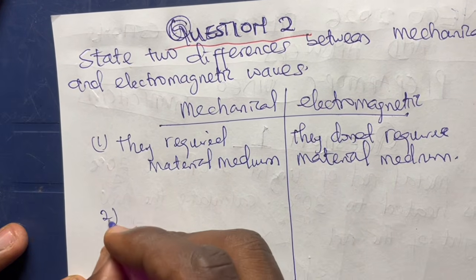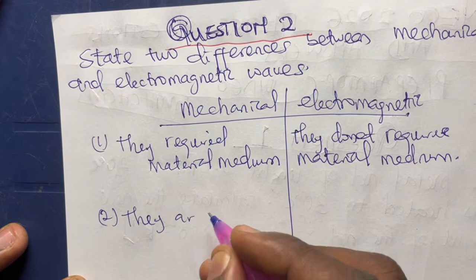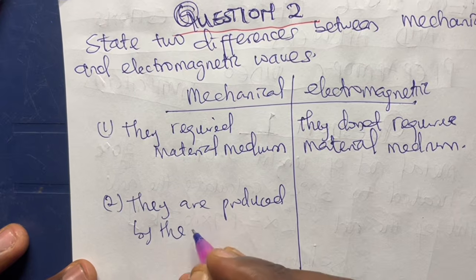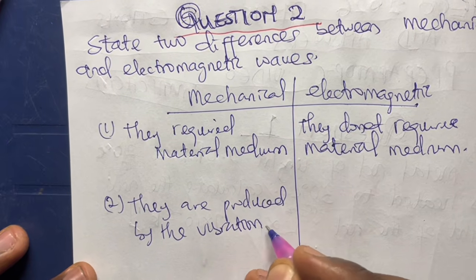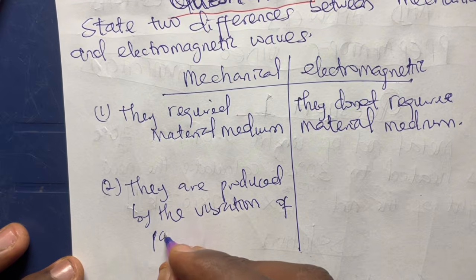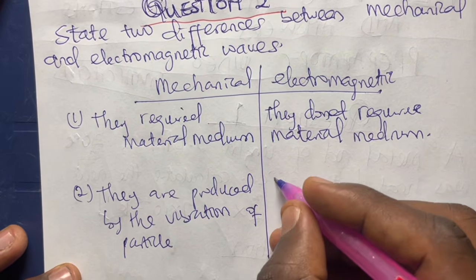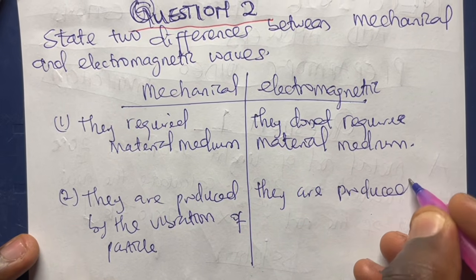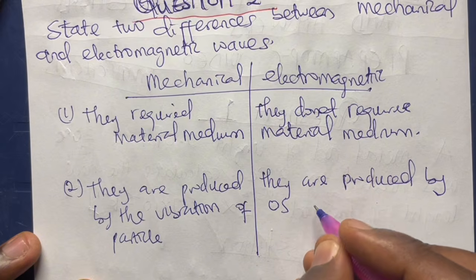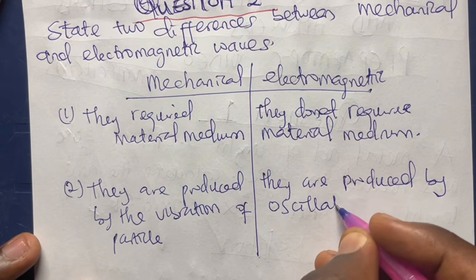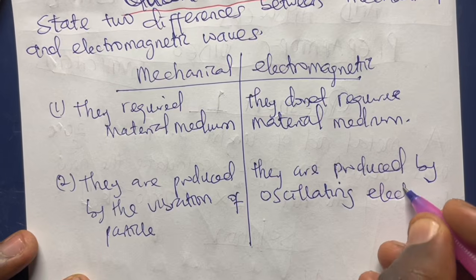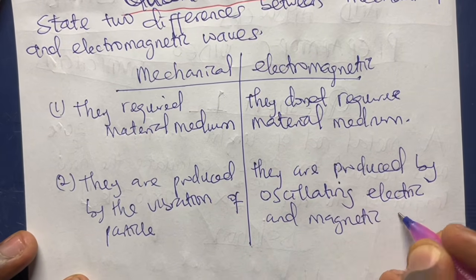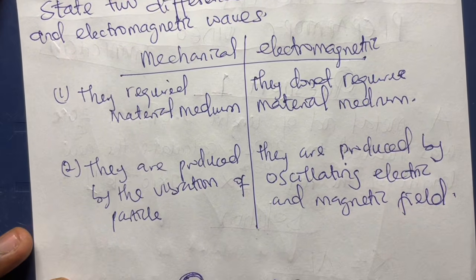Another one is that mechanical waves are produced by the vibration of particles, whereas electromagnetic waves are produced by oscillating electric and magnetic fields. So that's question 2.